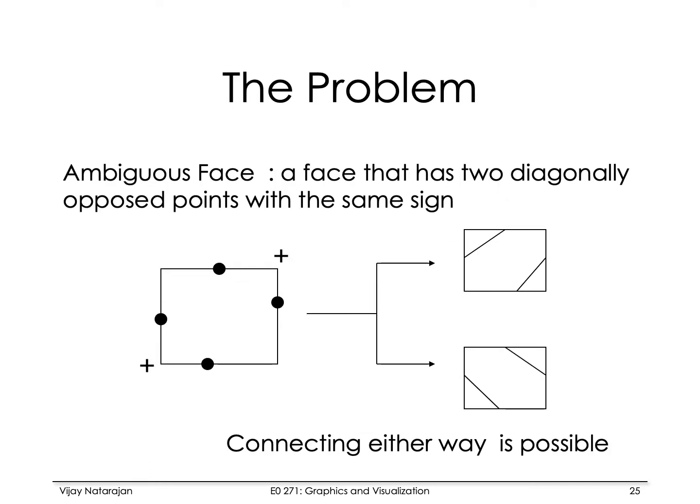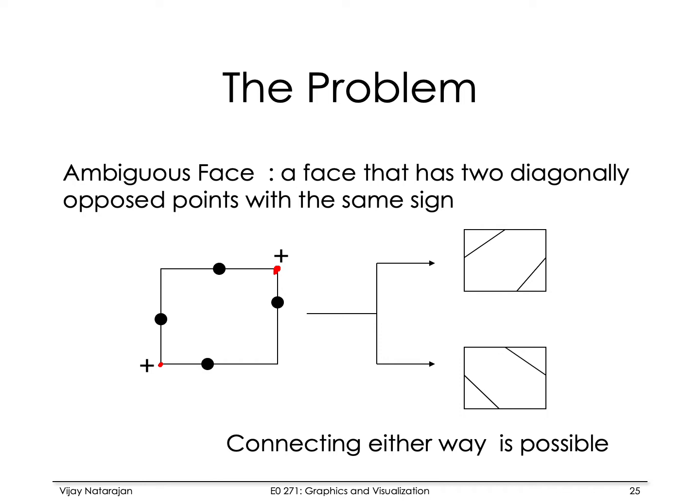So here is the problem again. With such a configuration of two plus along the opposite ends of a diagonal, we get 4 isopoints and hence two different ways of connecting the isopoints. Now all is not lost. There are ways to locally fix this problem, and that is what we would like to study.